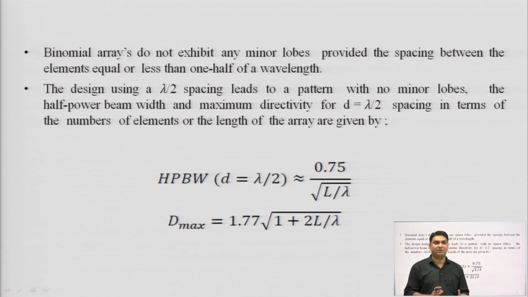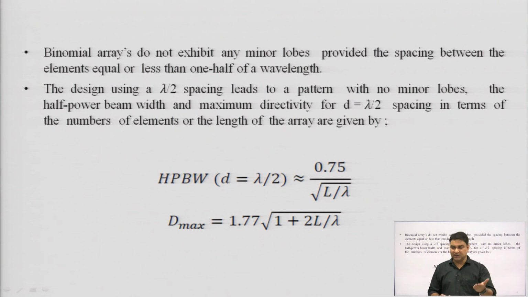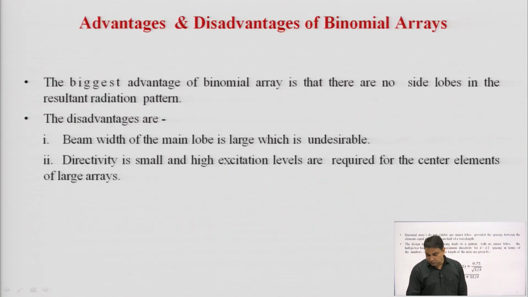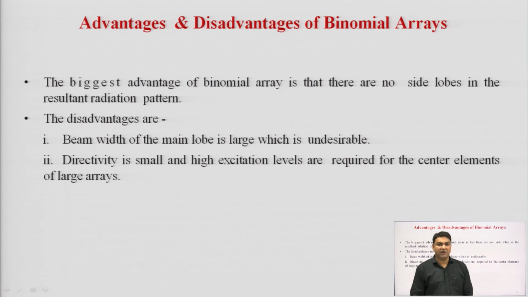The half power beam width and maximum directivity, for a spacing or distance between two elements equal to lambda by 2, in terms of the number of elements or the length of the array, are given by these expressions for HPBW, the half power beam width, and the maximum directivity. So, this is the final theory of the binomial array system.